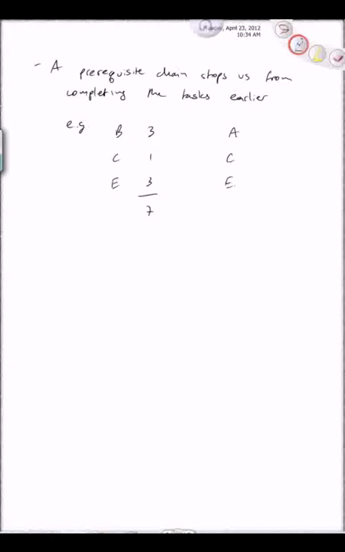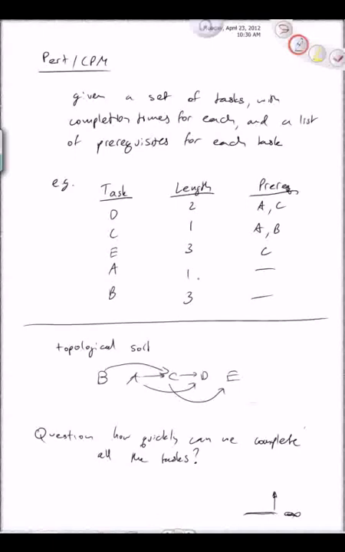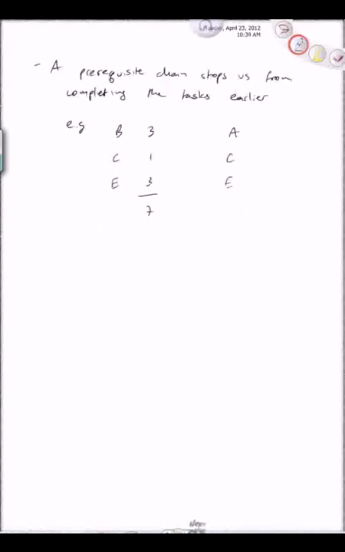And let's see what number that prerequisite chain is giving us. A is 1, C is 1, and E is 3. So in total, this is giving us a 5. And so this prerequisite chain is telling us we cannot complete all the tasks in earlier than 5.